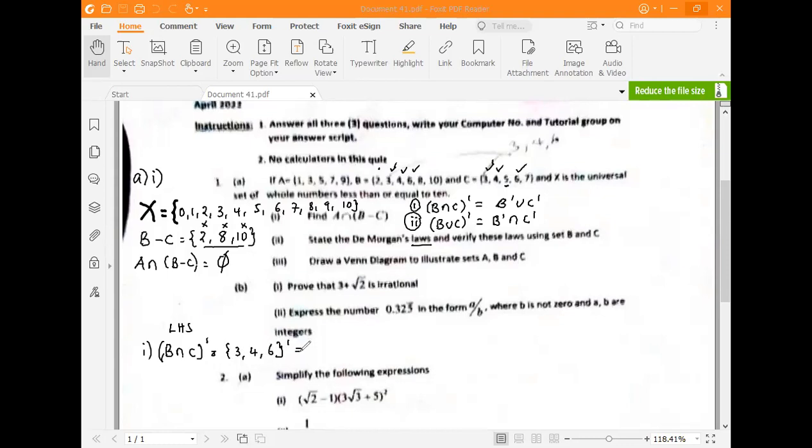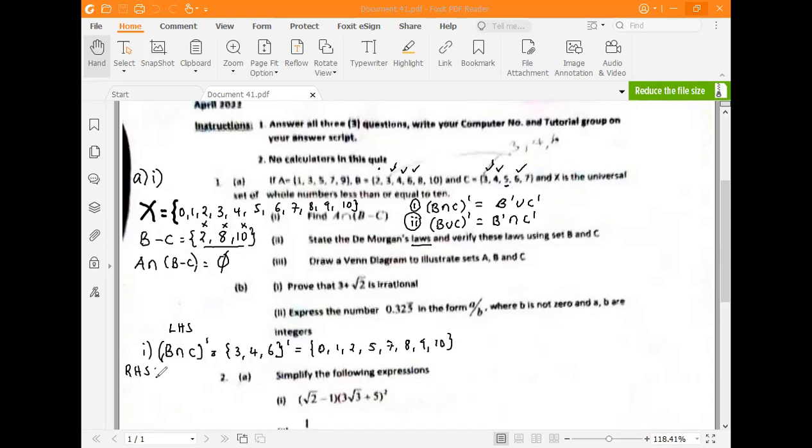Now what is the complement? The complement now is, from the universal set, we remove these elements, and whatever remains is in the complement. So in the complement we remain with 0, 1, 2, 5, 7, 8, 9, 10. That's the left hand side. Let's see the right hand side.